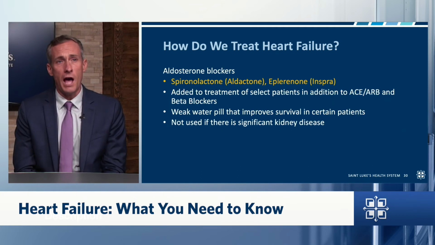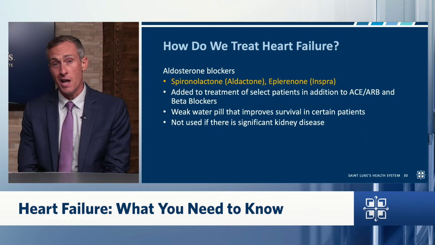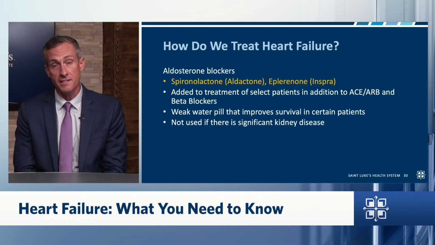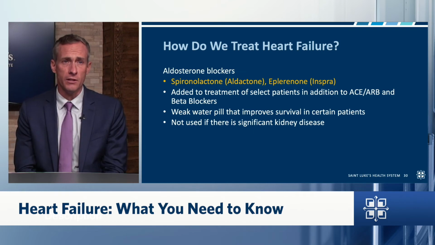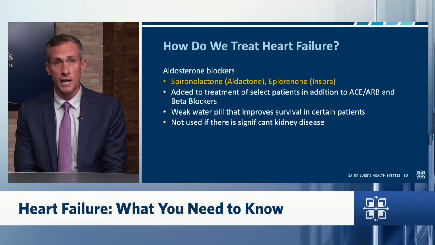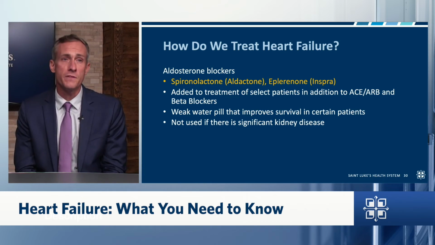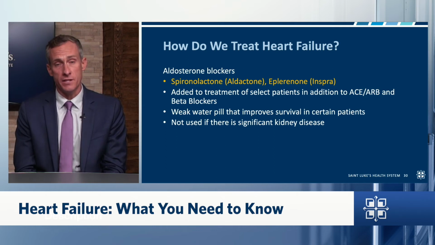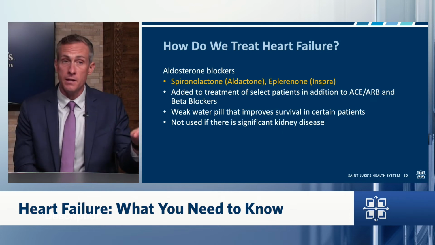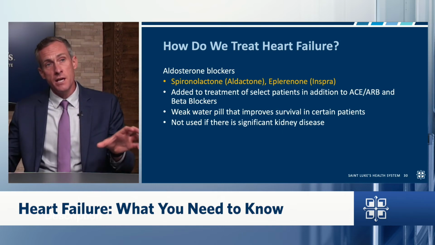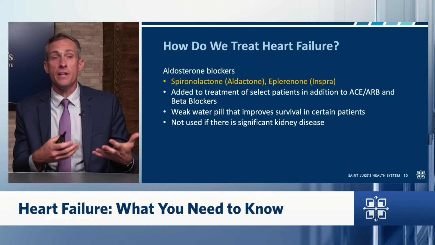When we talk about aldosterone blockers, these are yet another blood pressure lowering class of medicines, like these other ones I've mentioned, that have been shown to be helpful in heart failure. And there are two of these, spironolactone and eplerenone are the two generic names. The brand names are there in parentheses. And these are added to the other two medicines, either an ACE inhibitor or an ARB, or now Entresto as one medicine, and a beta blocker as the second medicine. This medicine can be added as a third agent.